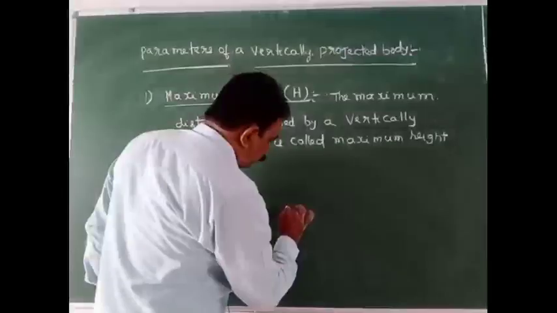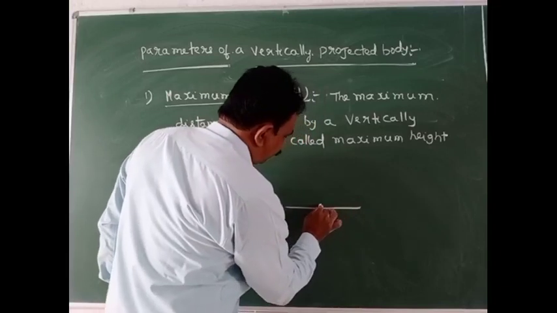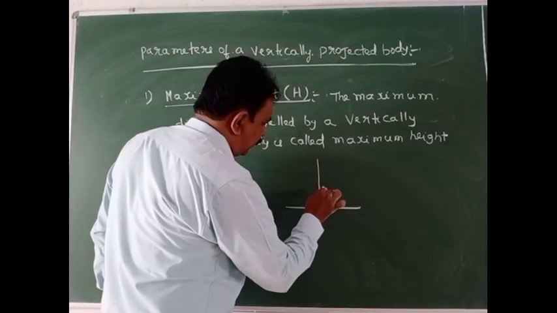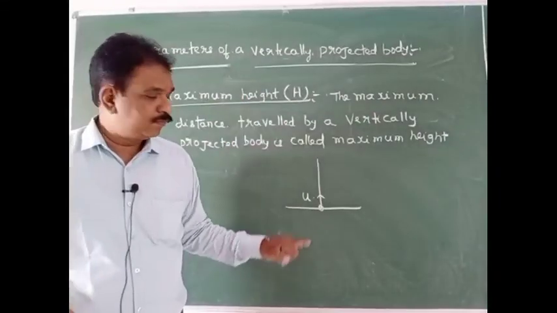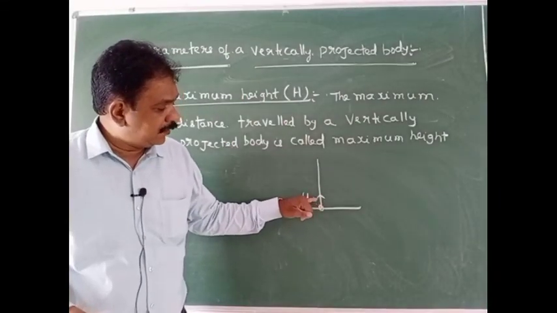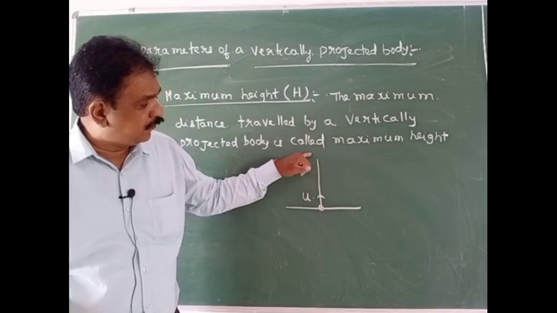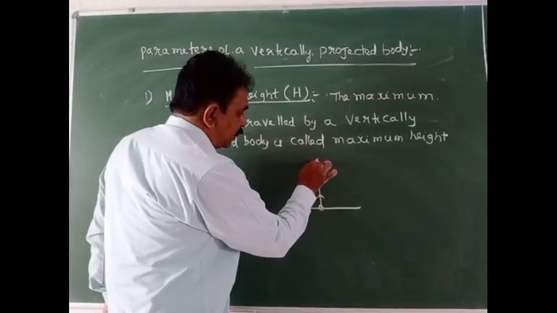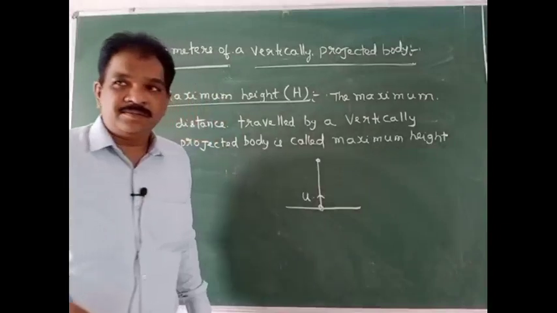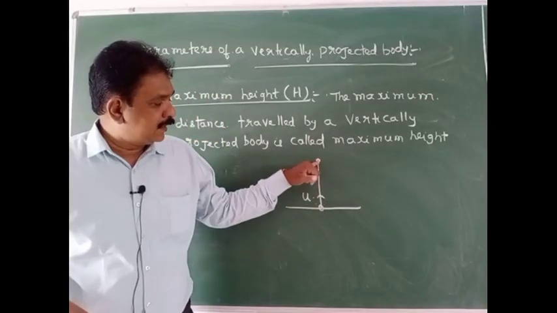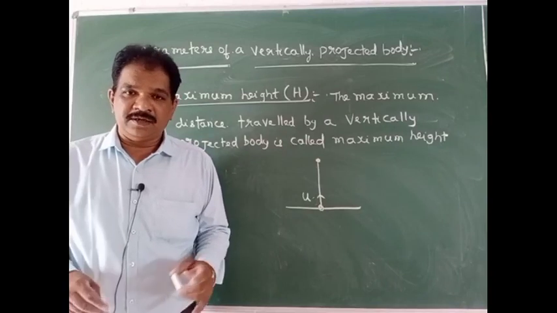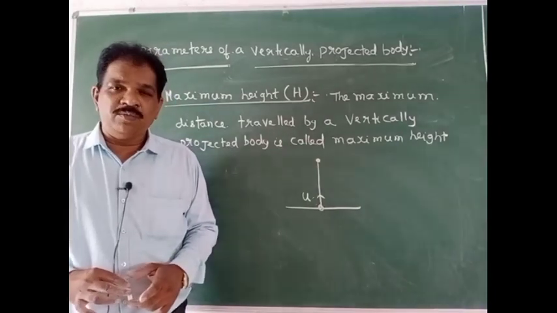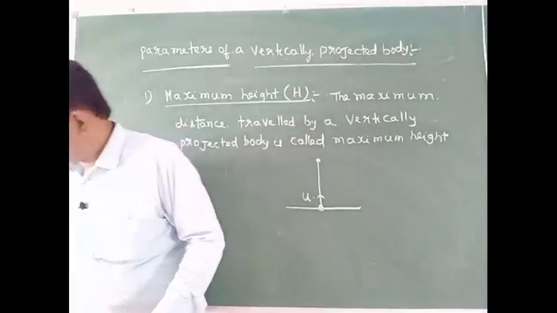This is the ground. From the ground we projected a body upward with velocity u. Velocity gradually decreases and finally it becomes 0 at one point. Clear? This distance will be called the maximum height. How to derive the formula for maximum height? Let us see.